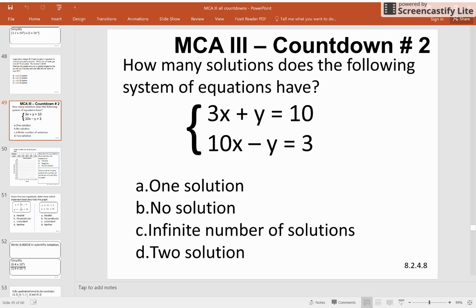So if we look at this, we can just try to eliminate the y's. If we do that, we have 3x plus 10x equals 13x equals 13. Divide by 13, and we have x equals 1. So we have a variable in there, which means your answer is going to be A. No solution would have been if both variables dropped out and it was unbalanced. Infinite would have been if both variables dropped out and it was still balanced.